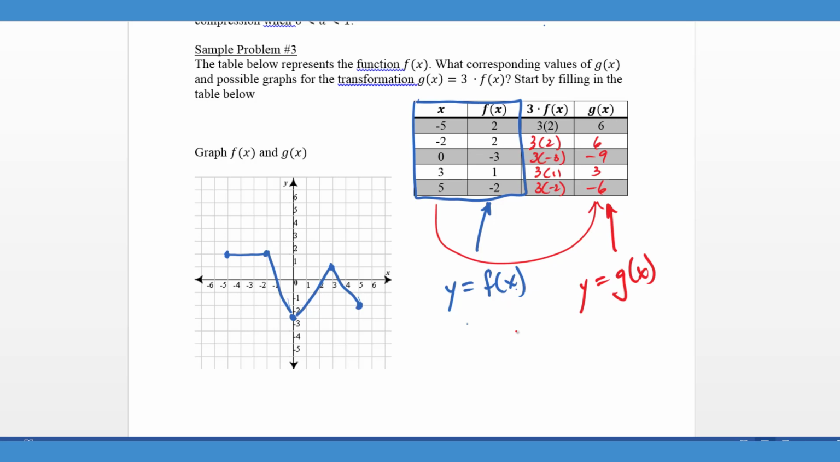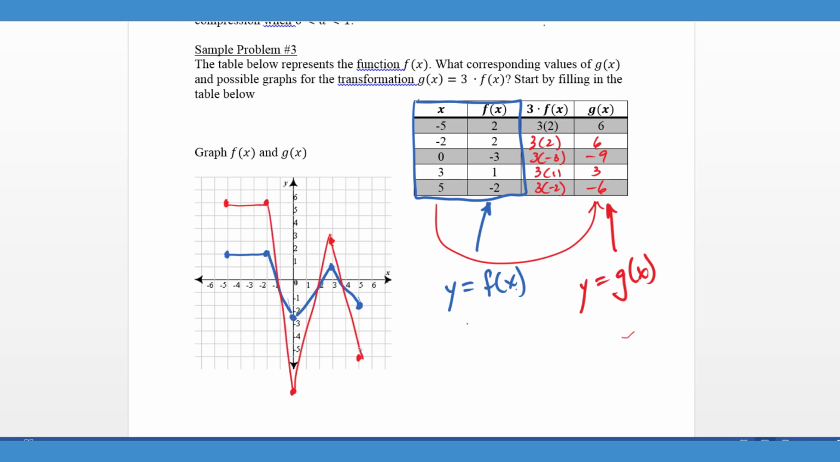So let's take a look. So I'm going to say negative 5, 6. So negative 5, I'm going to go up 6. And then I'm going to go negative 2 and a positive 6. Now I'm going to go 0 and negative 9, which is, well, it's way down here. It's below where a graph gives us. Then I'm going to do 3, 3, and then lastly 5, negative 6. So that's kind of down here. And then I'm going to connect those dots.